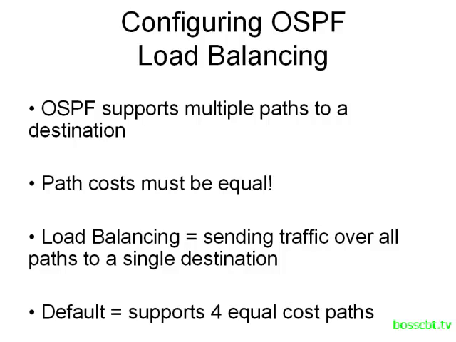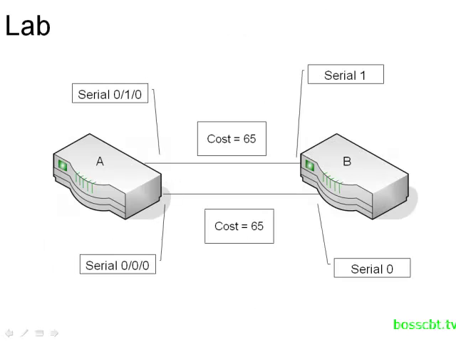By default, OSPF supports up to 4 equal cost paths. However, we can jump into a router and change that behavior. In our lab, routers A and B have 2 serial links between them, and each of those links has the same cost of 65. Therefore, router A could send traffic to destinations off of router B using both of those serial links at the same time, and that would be considered load balancing.